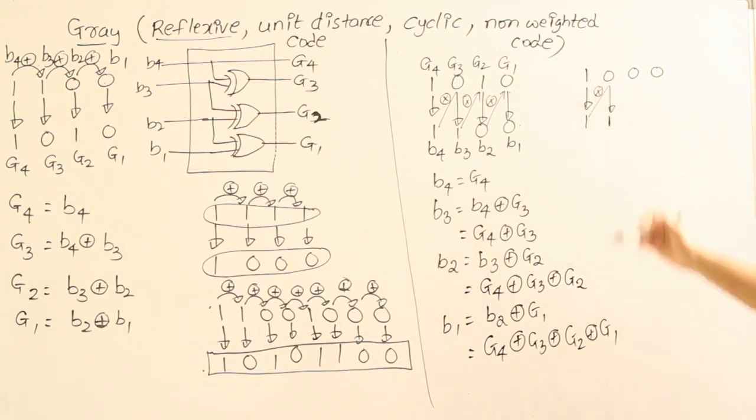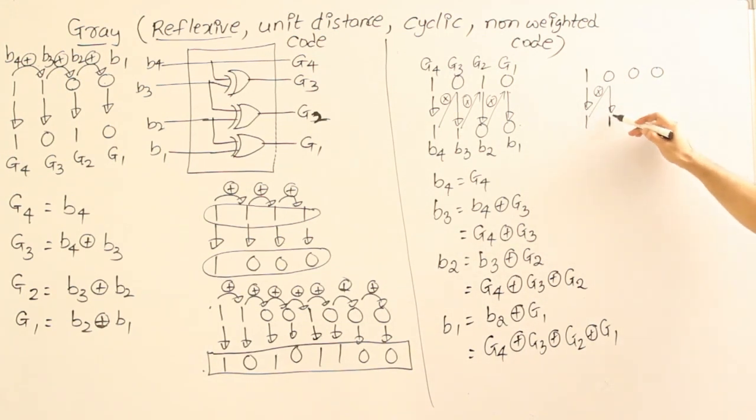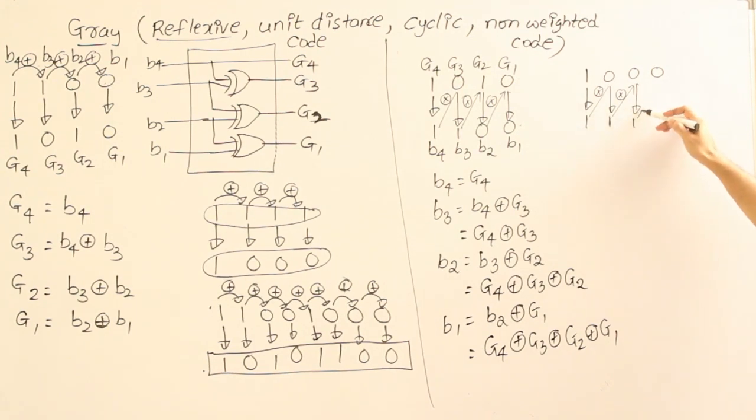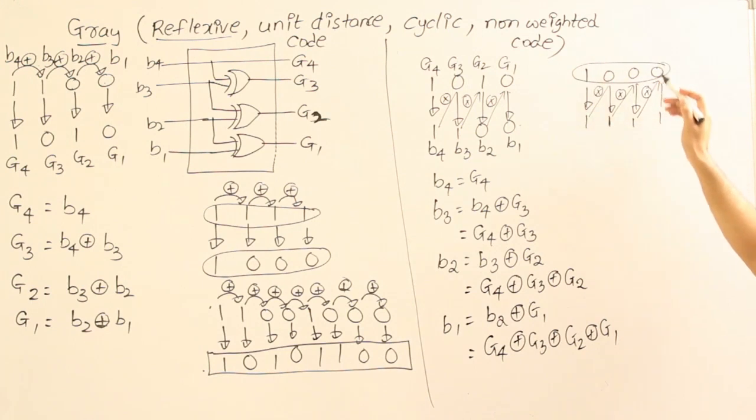You take these two and you apply exclusive OR, we got 1. And again we take these two and you apply exclusive OR, we got 1. Again you take these two and you apply exclusive OR, we got 1. So this is how we convert this gray to binary. So this is 15 in gray and this is 15 in binary. You know already this, isn't it?